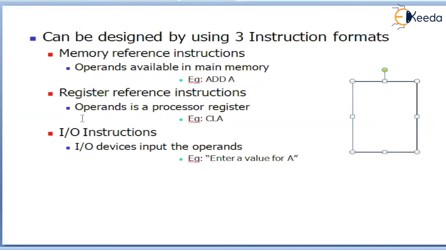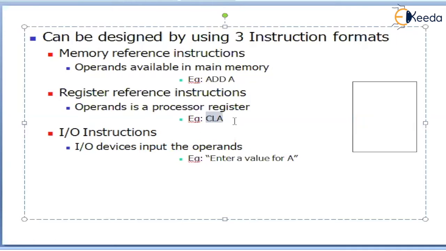Okay, now there are a few instructions for which operands are available within the processor itself, within the processor's register itself. For an example, there is a typical instruction called CLA. What is CLA? CLA stands for clear the accumulator. What is clear the accumulator? When this instruction gets executed, the contents of the accumulator will get cleared. This is what it is all about.